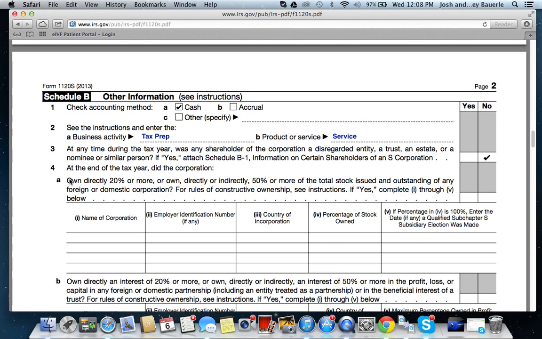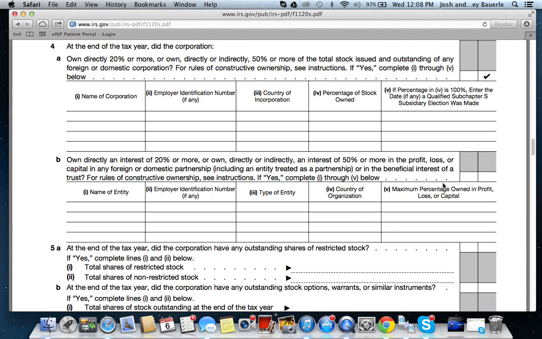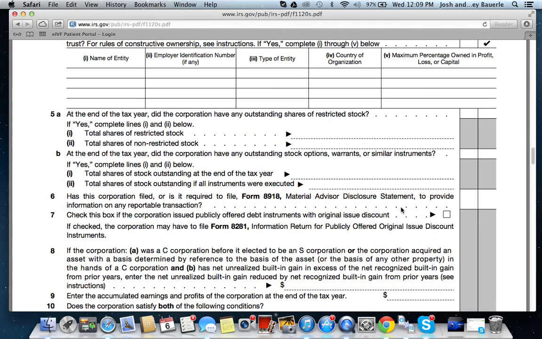Box 4, at the end of the tax year, did the corporation own directly 20% or more, or own directly or indirectly 50% or more of the total stock issued and outstanding of any foreign or domestic corporation? So did this company own 20% or more of another company? Again, 99% of you, the answer is no. B, own directly an interest of 20% or more, or own directly or indirectly an interest of 50% or more in the profit or loss of or capital of any foreign or domestic partnership. Again, same thing. If you had interest of 20% or more in a partnership, you're going to have to click yes. 99% of you, the answer is going to be no.